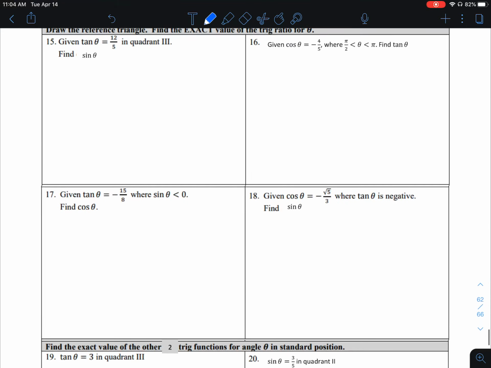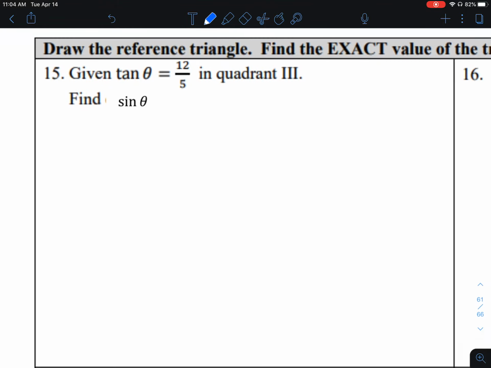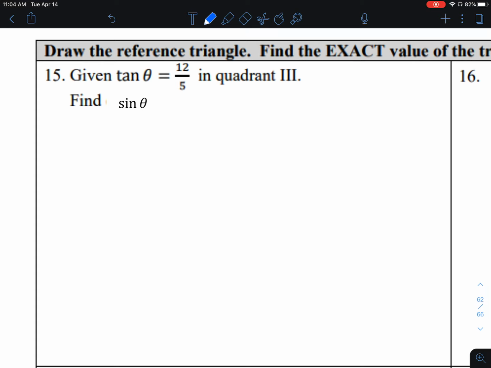15 through 18. Draw the reference triangle. Find the exact value of the trig ratio for theta. This appears to be wildly different than the last problems we did. It isn't. It's the same. In each case, you are told, either explicitly, which we were in the last couple problems, or implicitly, like we are here, what two of the numbers x, y, and r are, and you've got to find the third.